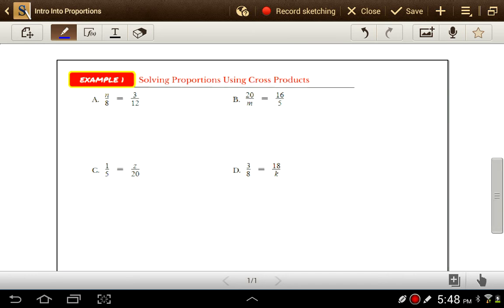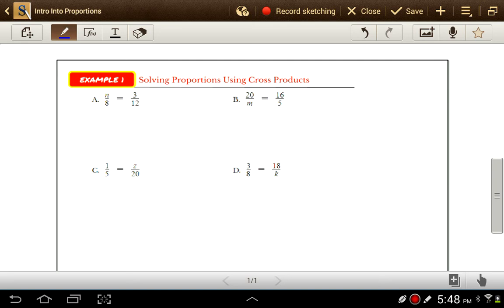Okay, we have one example today. In example 1, we're solving proportions using cross products. What we're going to do with these problems, guys, is look here, and you can see that I have two ratios that are equal to each other. I'm missing one part. That is my variable, that n.